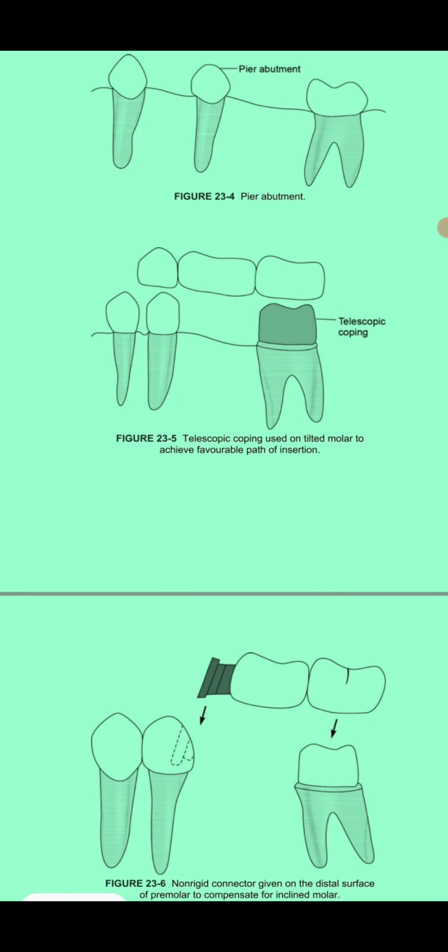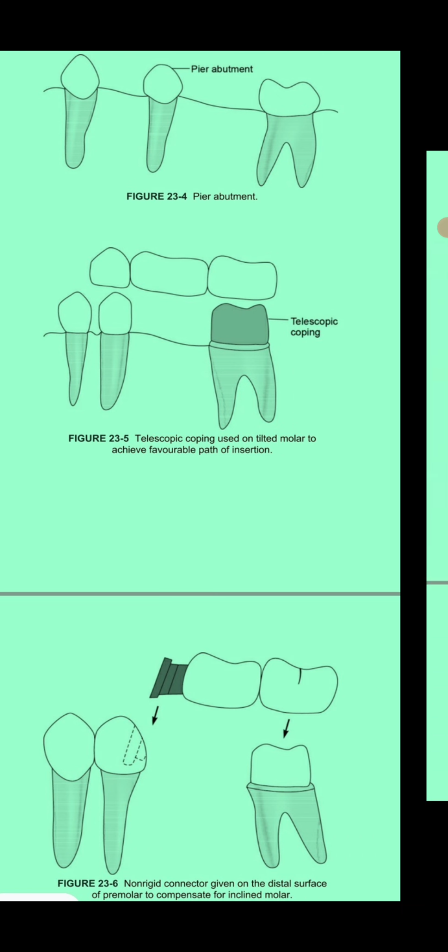Then we prepare that crown parts to achieve the single path of insertion. Then on that crown above we give another crown retainer. This is known as telescopic crown. Here in figure 23.5, telescopic coping used on tilted molar to achieve favorable path of insertion.